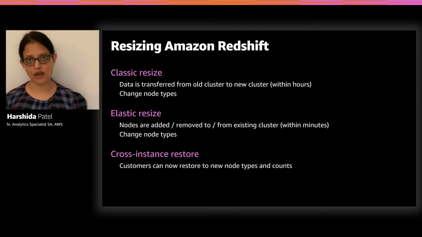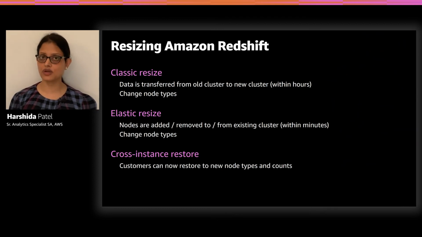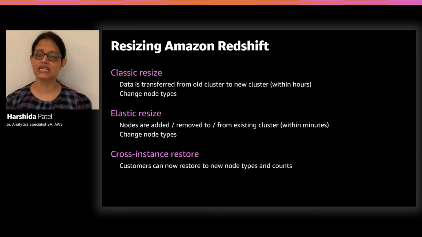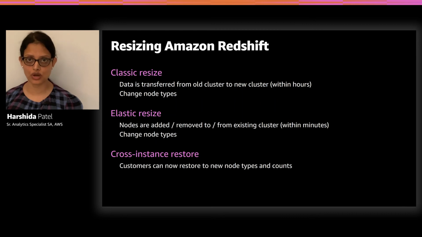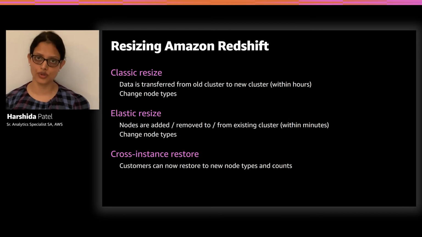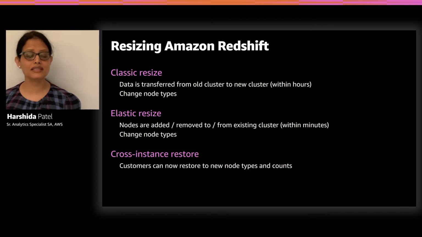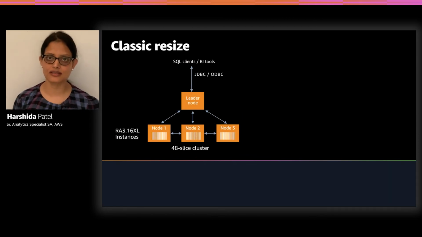If you have a snapshot, say for example a snapshot for DS2 8xlarge, and you want to restore that snapshot to RA3, you have the ability to do a cross-instance restore from a snapshot to a different instance family, as well as change the number of nodes. Let's dive into classic resize.